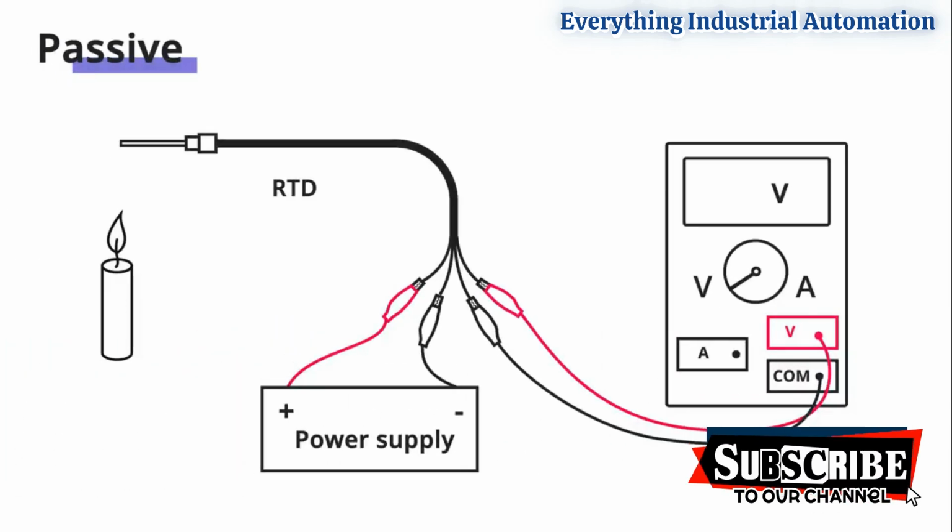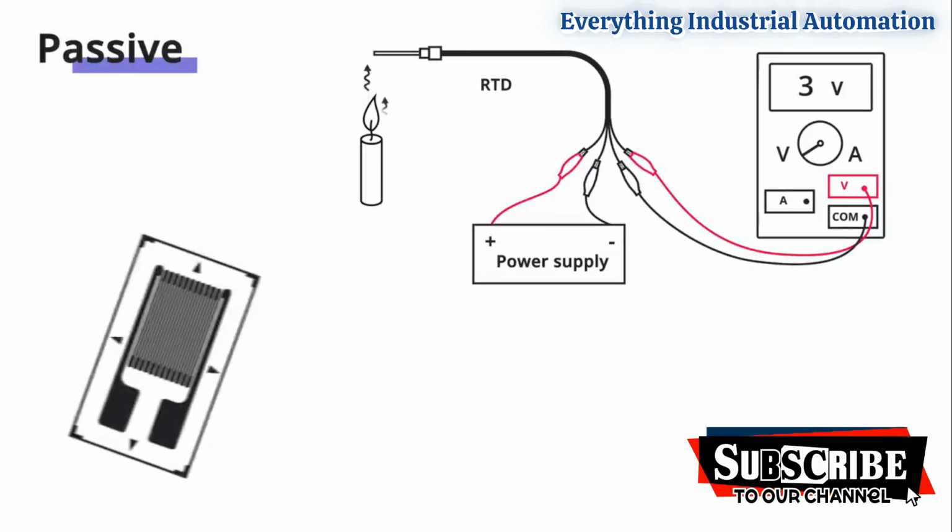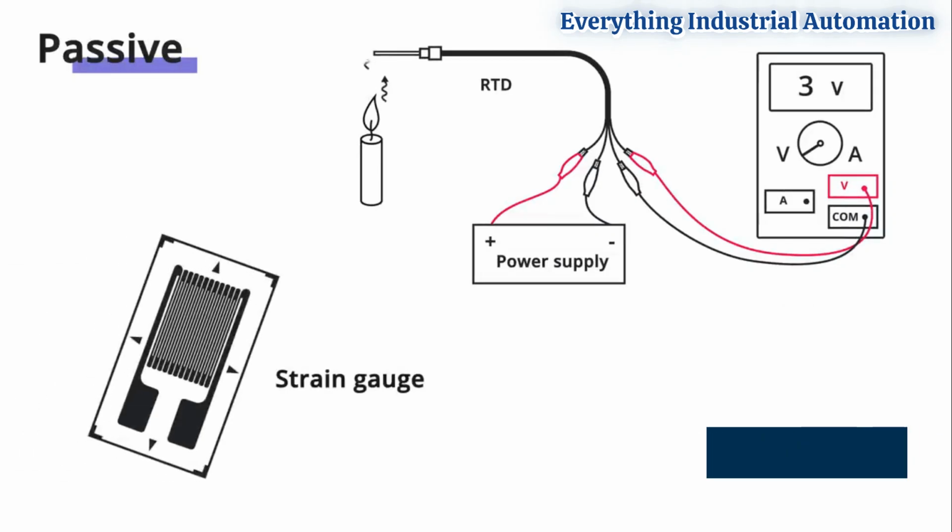A resistance temperature detector, or RTD, is a passive sensor. It is a device whose resistance will change with a change in temperature. To take advantage of this change in resistance, an external supply, or an excitation circuit, is required to produce a change in voltage. Another example of a passive sensor is a strain gauge.